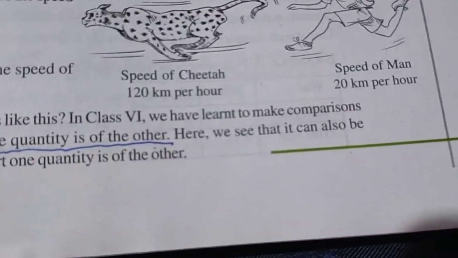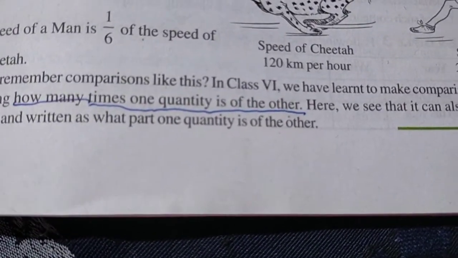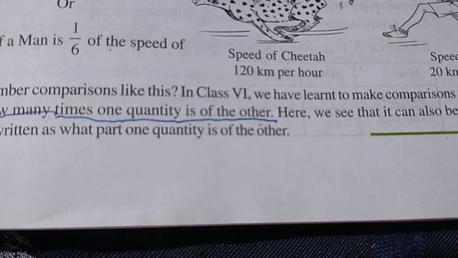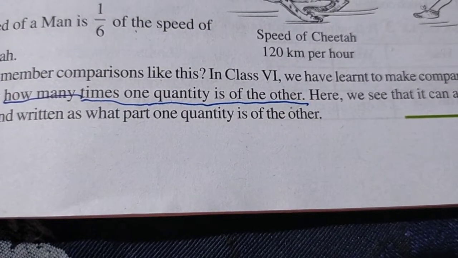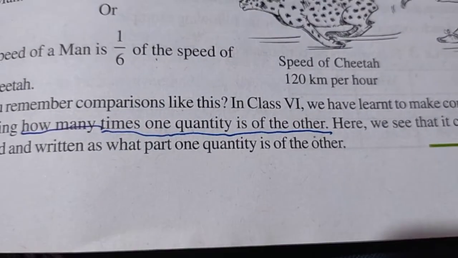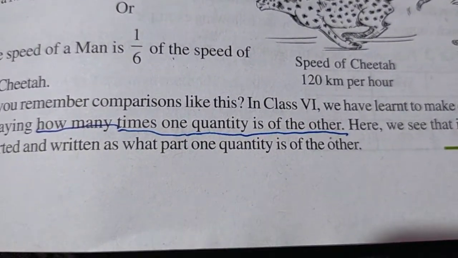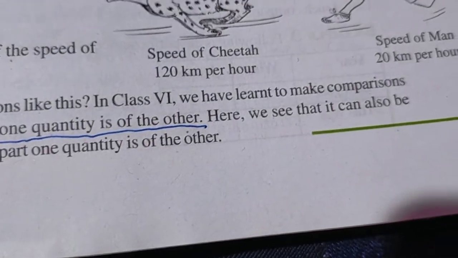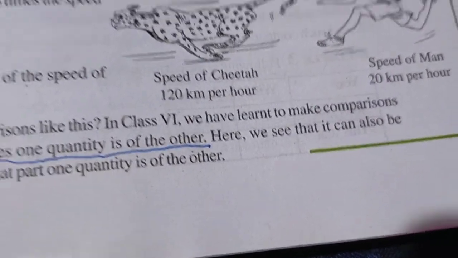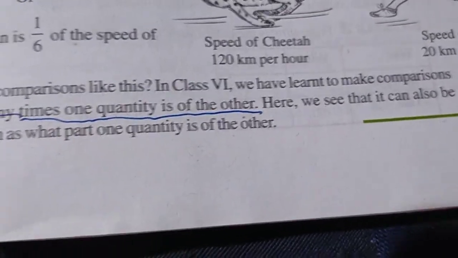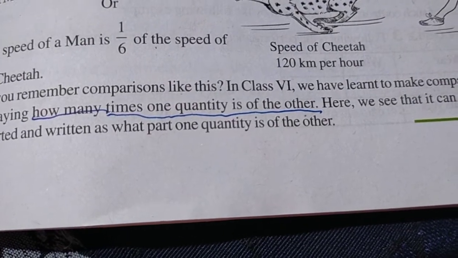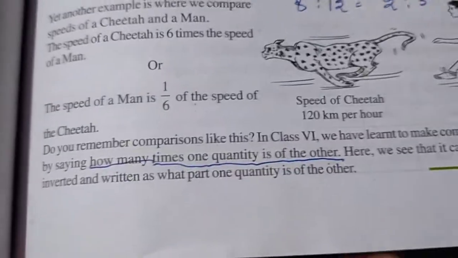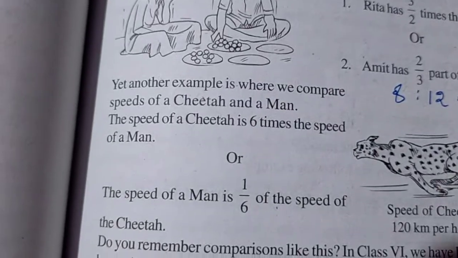Now in class 6 we have learned to make comparisons by saying how many times one quantity is that of the other. So we see that it can also be inverted and written as what part of one quantity is of the other. तो या तो वो एक क्वांटिटी से दूसरी चीज़ कितने गुना ज़्यादा है, या अगर इन्वर्स कर दें, डिनोमिनेटर को न्यूमरेटर में, न्यूमरेटर को डिनोमिनेटर में लिख दें, तो हम कह सकते हैं कि एक क्वांटिटी दूसरे क्वांटिटी का कितना हिस्सा है. तो ये जो है that is comparing quantities.